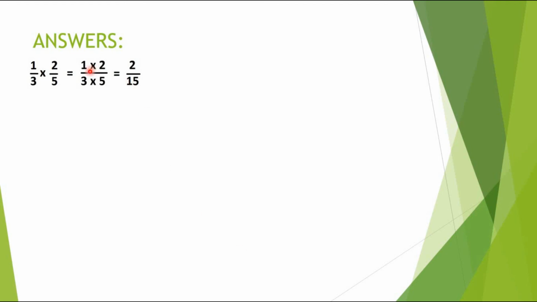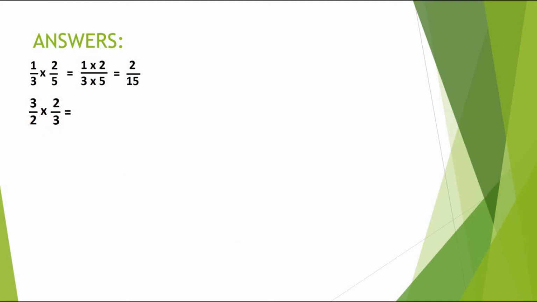It will become 1 times 2, and then the denominators, 3 times 5. So, 1 times 2 is equal to 2, and 3 times 5 is equal to 15. So, the answer is 2 over 15. Okay, so then, sa item number 2 naman, we have 3 over 2 times 2 over 3.